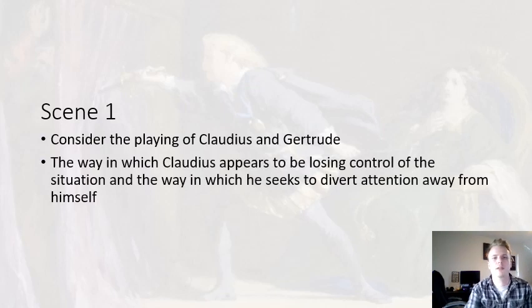You want to think about the way that Claudius appears to be losing control. He's desperately trying to divert attention away from himself. A lot of his language is worried about how people will perceive him in relation to Hamlet's actions and how he diverts blame away from that. There's a selfishness depicted around Claudius here.